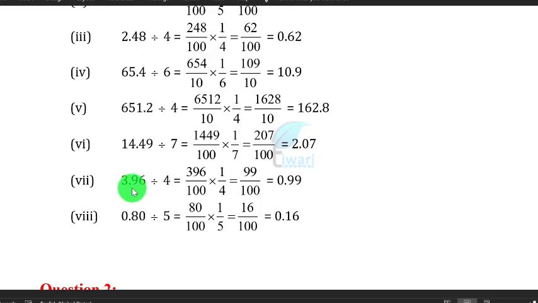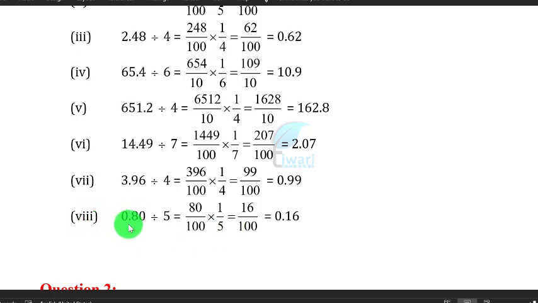So the given question is 3.96 divided by 4. 3.96 in fraction form is 396 by 100. The inverse of division is multiplication, and the reciprocal of 4 is 1 by 4. So then we cancel: 4 ones are 4, 4 nines are 36. So only 3 remain, again it will be 36, 4 nines are 36. So we got the numerator 99, 99 into 1 is 99, and the denominator is 1 into 100 is 100. So the decimal form of 99 by 100 is 0.99.